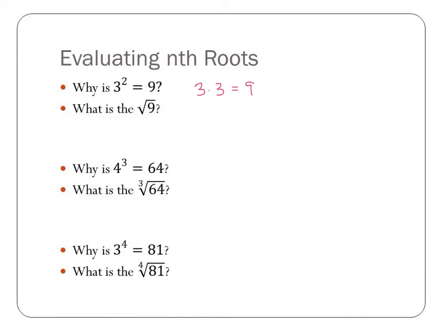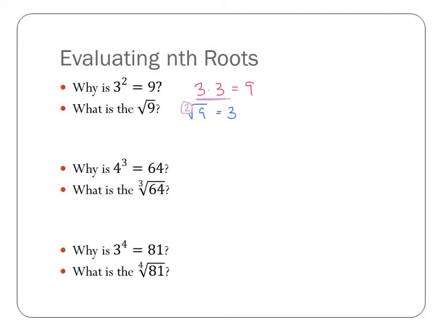Again, hopefully you know, the square root of 9 is 3, and there's an invisible 2. Whenever you have a square root, there's an invisible 2 right there. It's called the index. What a square root is telling you is what number times itself is 9. And because 3 times 3 is 9, the square root of 9 is 3.